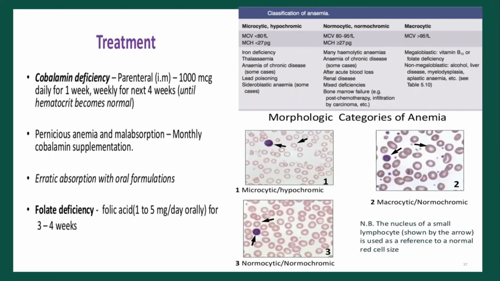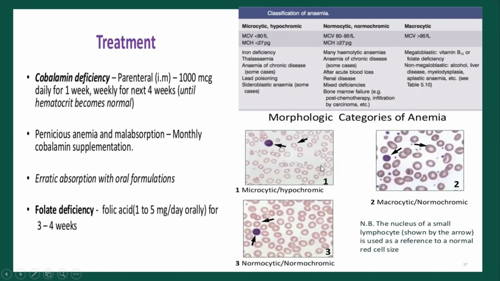3 to 4 weeks. So if we classify anemia based on peripheral smear, one is microcytic hypochromic anemias. Causes are iron deficiency, thalassemia, anemia of chronic disease, lead poisoning. Another is macrocytic normochromic. Macrocytic anemia causes are megaloblastic anemias. Non-megaloblastic include alcohol, liver disease, myelodysplasia, aplastic anemia.